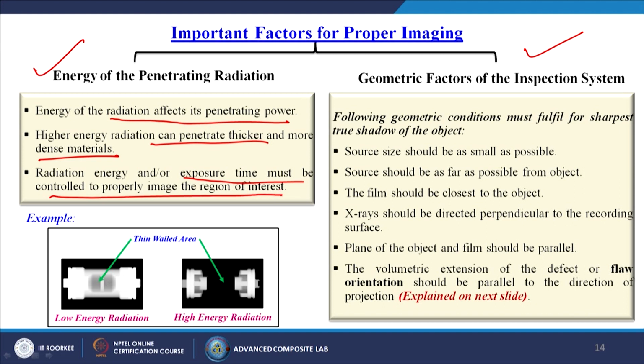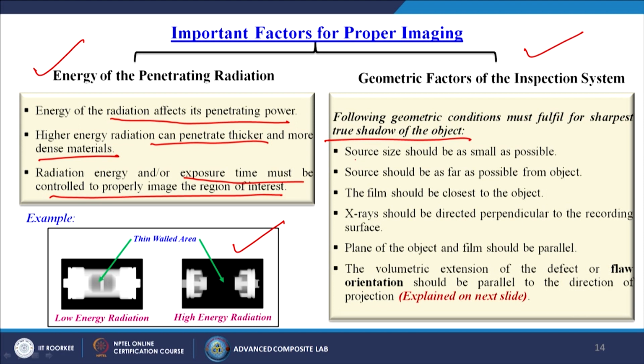In this case, if we are using low energy radiation, we can get a blurred image. When we are using high energy radiation, we get a clear image. Now, come to the geometric factors. Generally, the following geometric conditions must be fulfilled to get a true shadow of the object itself, so we can get the real image.